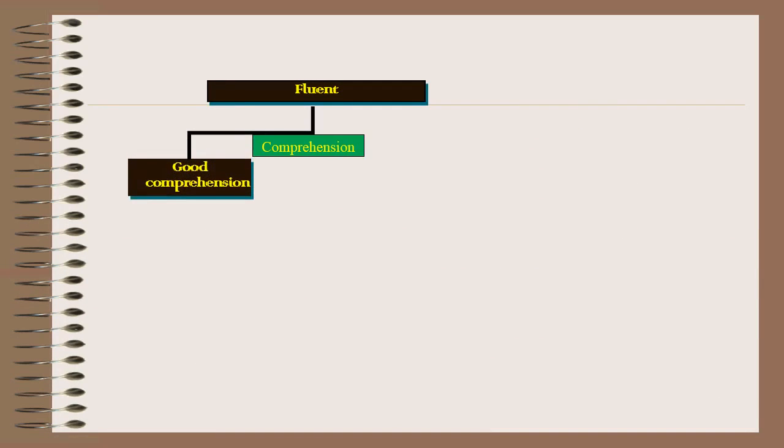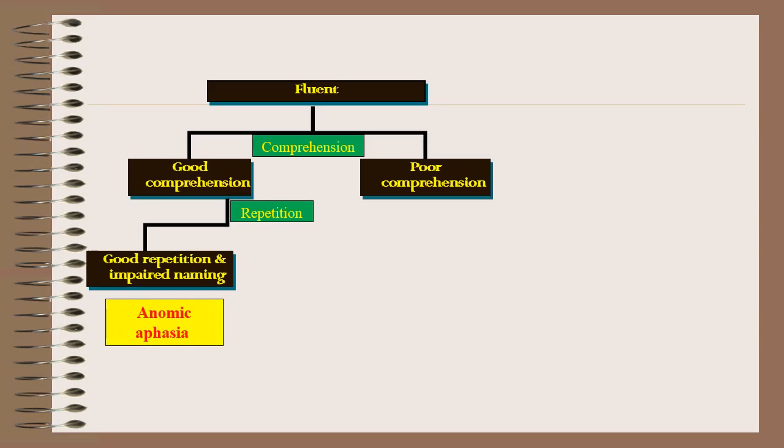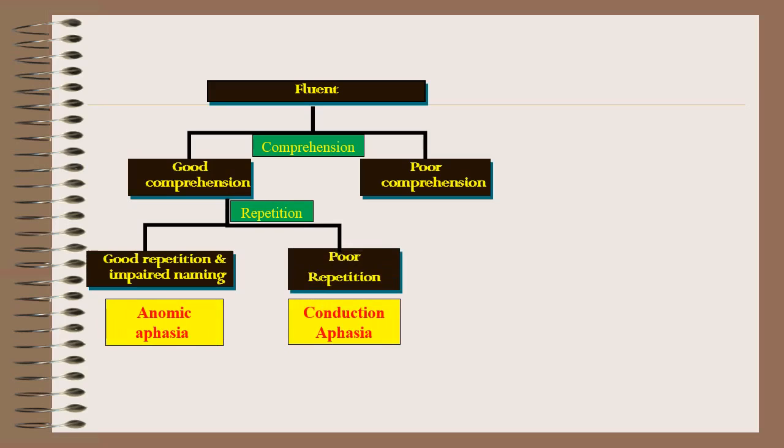If the patient is having fluent aphasia, check for comprehension, whether it is good or poor. If it is good, check for repetition. If it is good repetition with only impaired naming, it is anomic aphasia. If the repetition is poor, it is conduction aphasia.